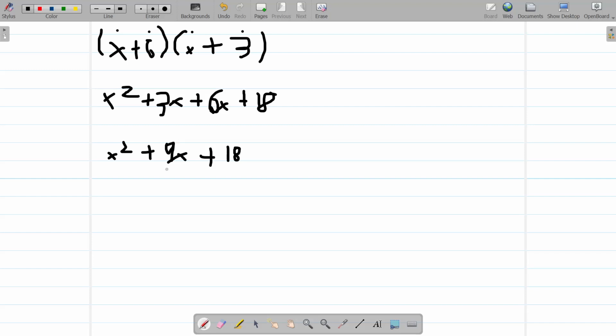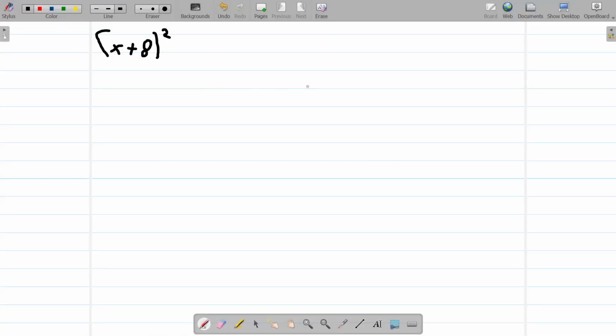It's quite easy, but it's worth a lot of marks in GCSE. A lot of questions involve this, and there are more difficult examples which I'll show you right now. And this is the example I'm talking about. We've got in brackets x plus 8 close bracket squared. So you might look at that and think it's quite easy.